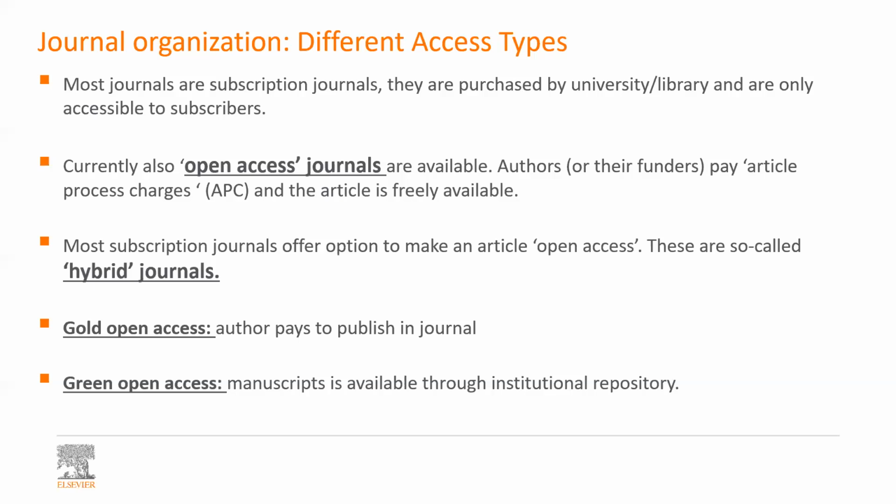But green open access comes with an embargo. So your paper will remain under embargo for a period that depends on the journal. It could be 6 months, it could be 8 months, but there are no charges to the author. And once that embargo is over, your paper will be open to the community to read.